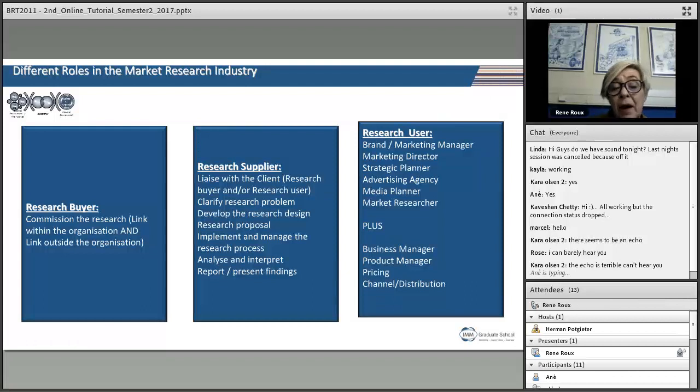The research supplier is then in constant liaison with the client, and that can be the buyer or the user. They need to clarify that it is the right research problem.